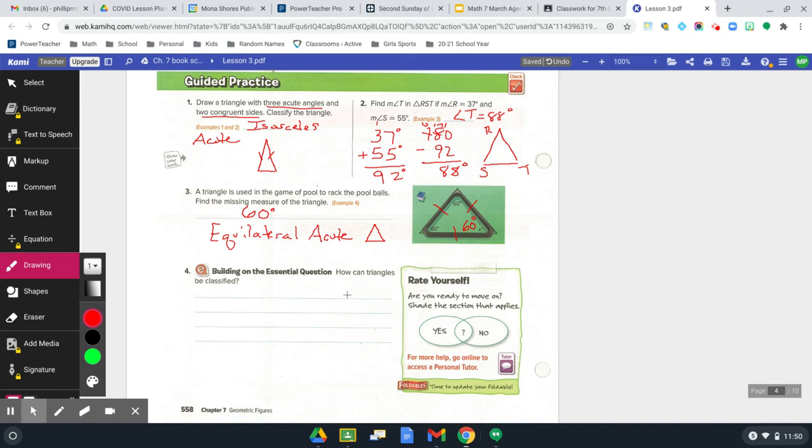All right, so number 4, below that, it says, how can triangles be classified? So just thinking about what we've talked about, we've talked about how they can be classified by their angles and sides. So their angles: acute, obtuse, right. Their sides: equilateral, isosceles, and scalene. All right, let's keep going with triangle sum theorem.